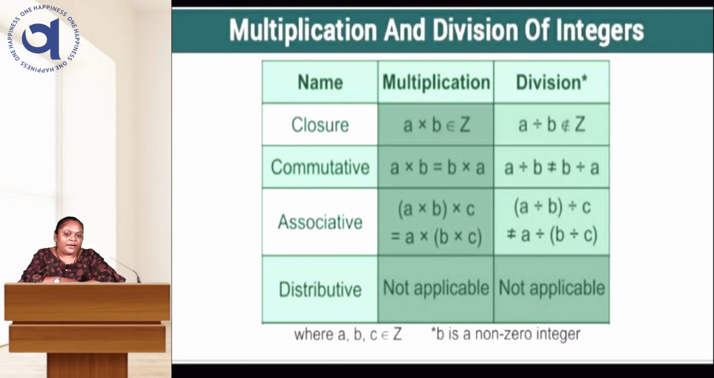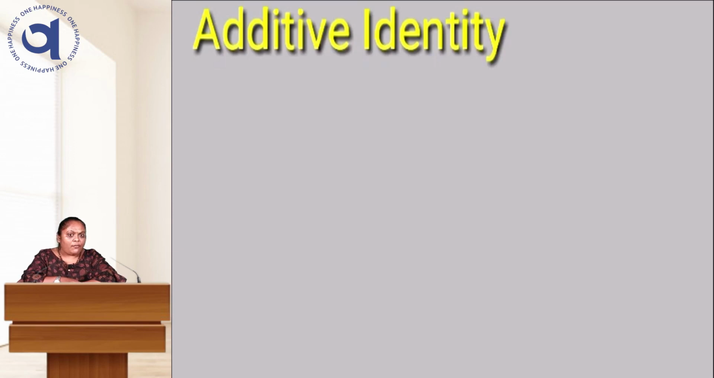For the distributive property, this is not applicable here, because the distributive property does not hold in multiplication and division of integers. Here a, b and c are all integers and b is a non-zero integer.